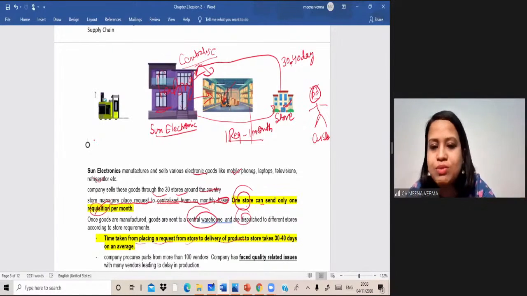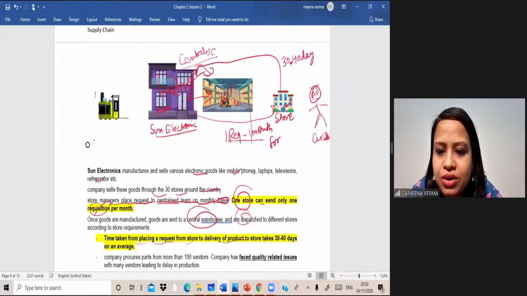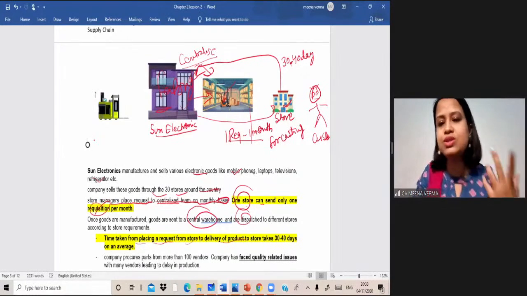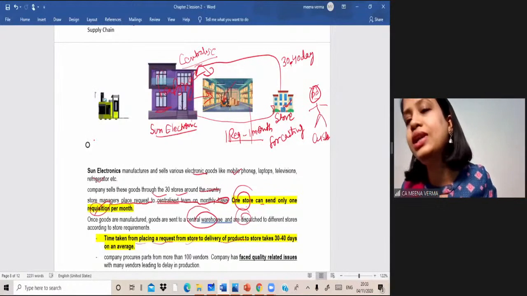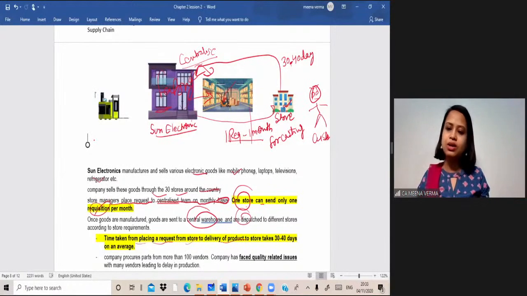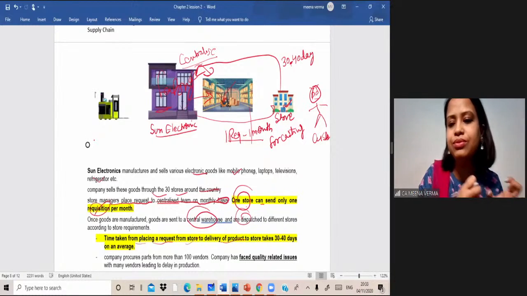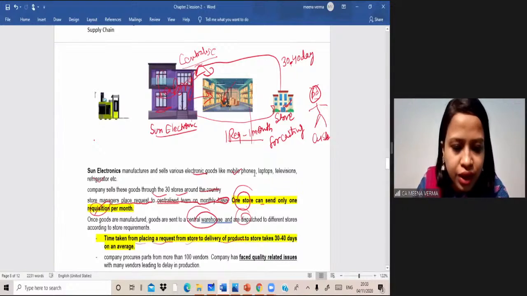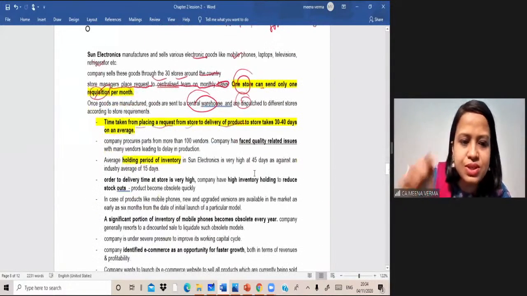Okay, so it means they are forecasting the demand. They are not considering the actual demand. They are just forecasting the demand. On the basis of forecasted demand, they are ordering the material from the centralized place. Okay. Now let us proceed.